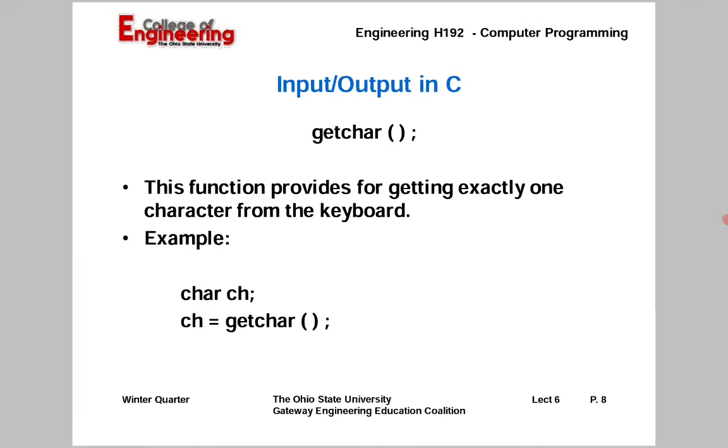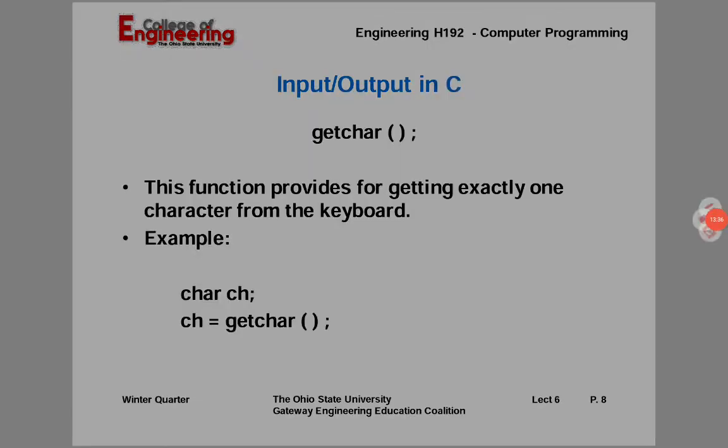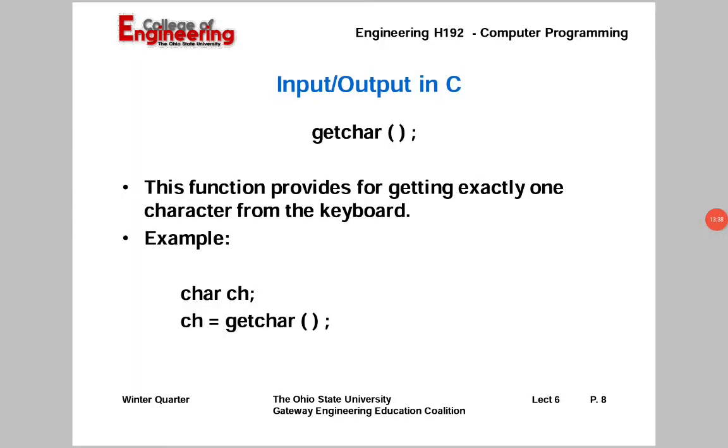Another important set of input output functions in C language are getchar, getche, and getch, and putch, putchar, and putche. These are the standard input output functions in C language. Getchar provides for getting exactly one character from the keyboard.